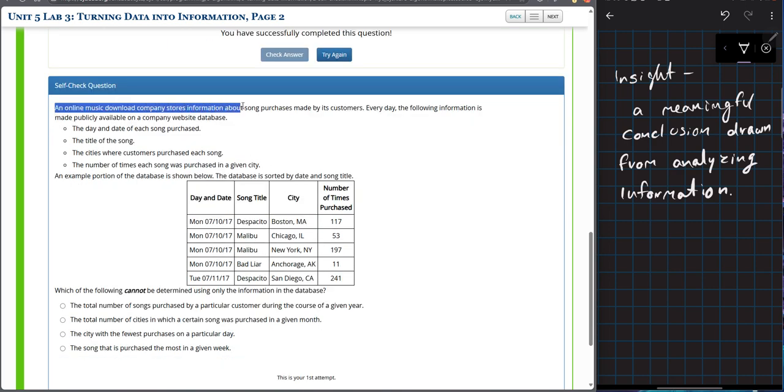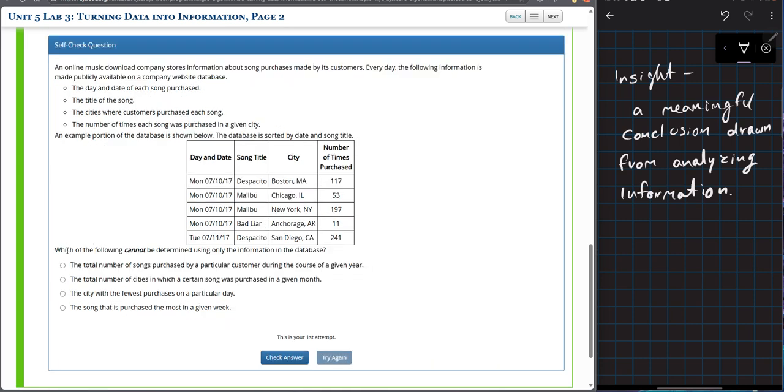An online music download company stores information about the songs every day. The following information is made publicly available on the company's website: the day and date of each song, the title, the cities, and the number of times each song was purchased. An example portion of the database is shown below, so you get an image of the information stored in the database. Which of the following cannot be determined using only the information in the database? Again, we have this information, which one cannot be determined.